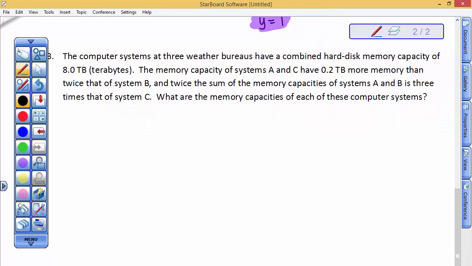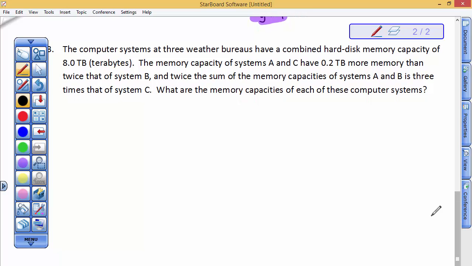All right, let's look at a story. The computer system at 3 weather bureaus have a combined hard disk memory capacity of 8 terabytes. That's one sentence that's going to help us write an equation. The memory capacity of A and C have 0.2 terabytes more memory than twice B. That's another.